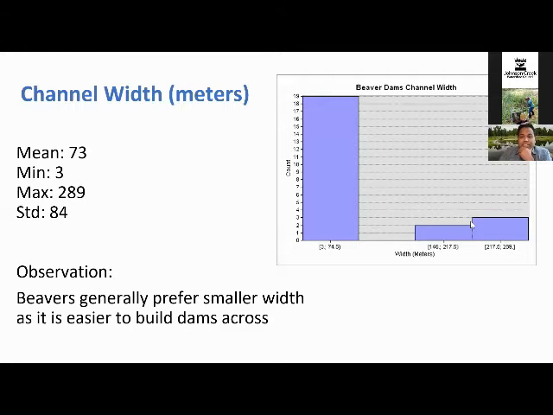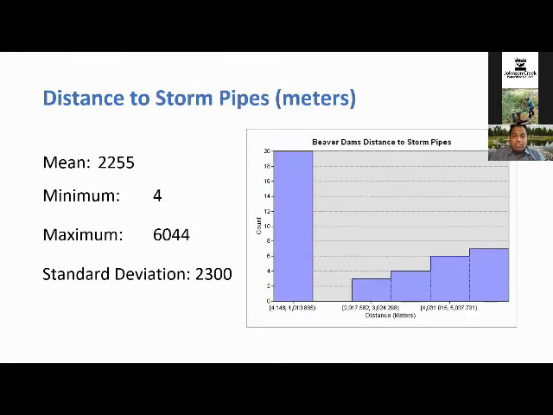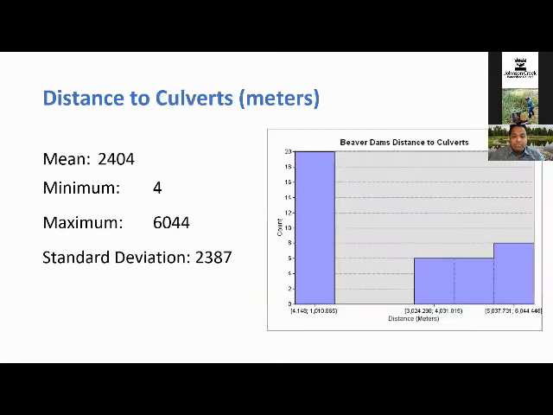Channel width, we can see that the channel width is generally smaller, as it's easier to build dams across. The mean here is 73 meters. And then distance to bridges, we see that the average distance to bridges is about 2,200 meters with a standard deviation of 2,000 meters. Again, the distance to storm pipes is about the same as bridges. Distance to culverts is also about the same.